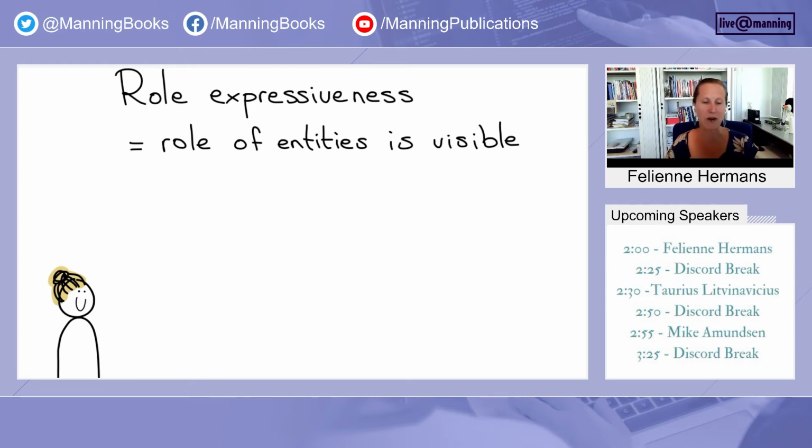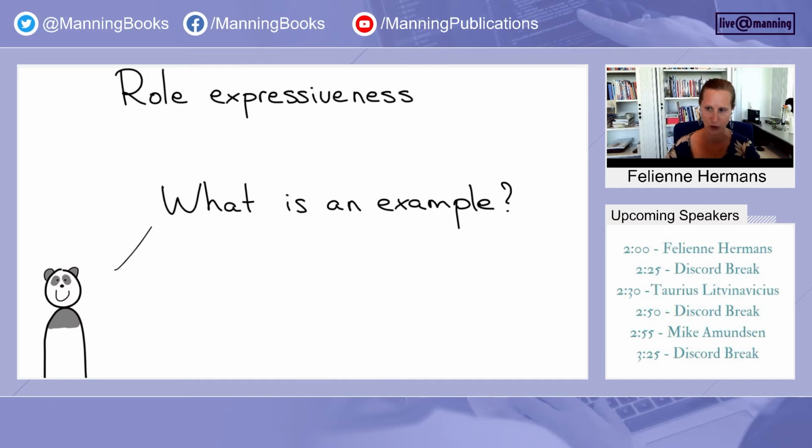Even so, before I give you more concrete examples, let's do one round of participation panda again. So think of an example in a code base where you're looking at a thing, function, method, variable. How does the programming language or the IDE help you understand what the role of the thing is? What is an example of role expressiveness? I'll give you a sec again, while I take a sip of water.